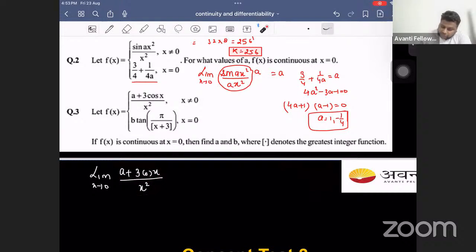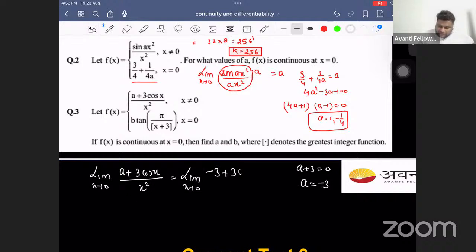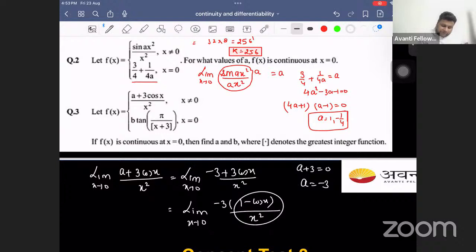So the numerator should also be 0. To make the numerator 0, what will you do? You do a plus 3. A plus 3 should be 0. So a becomes minus 3. Got it? So this became limit x approaches 0 of (minus 3 plus 3 cos x) upon x square. Take minus 3 common. It is (1 minus cos x) upon x square. Am I clear? And this limit as x approaches 0, we know it is 1 by 2. So the answer is minus 3 by 2. Got it?